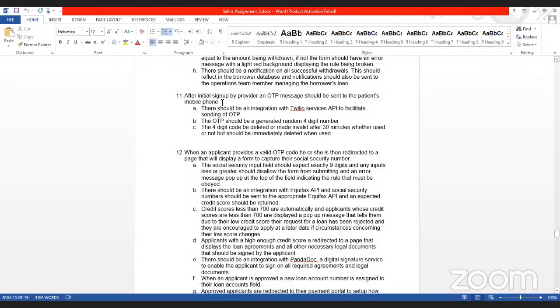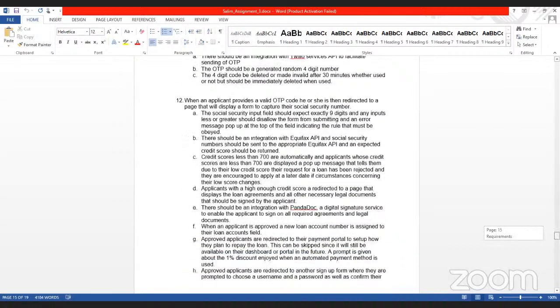After initial sign up, the OTP message is sent to the patient's mobile phone, using the Twilio services, which have been integrated. They put it in and get access. But when the code is sent and they've not used it, after 30 minutes it should be immediately deleted. And if you use the code, it's also deleted.